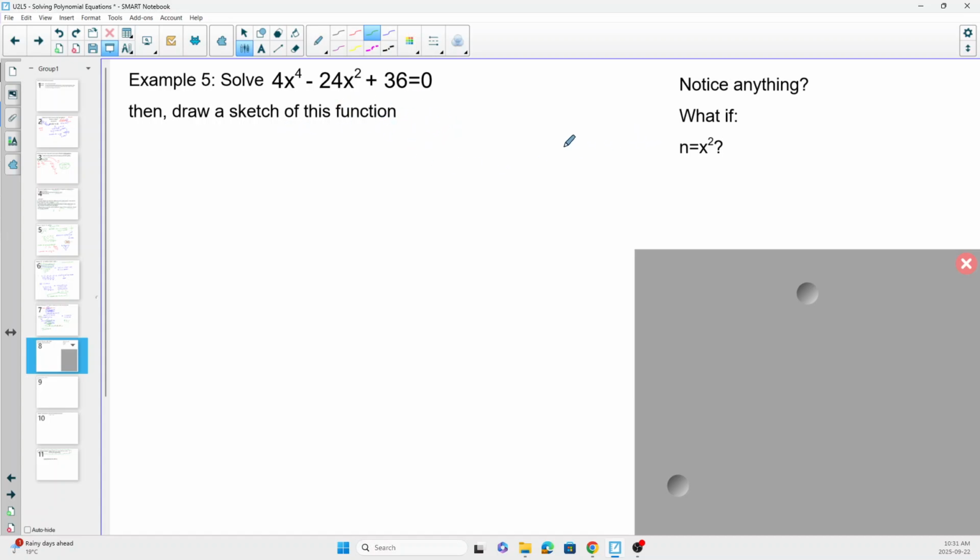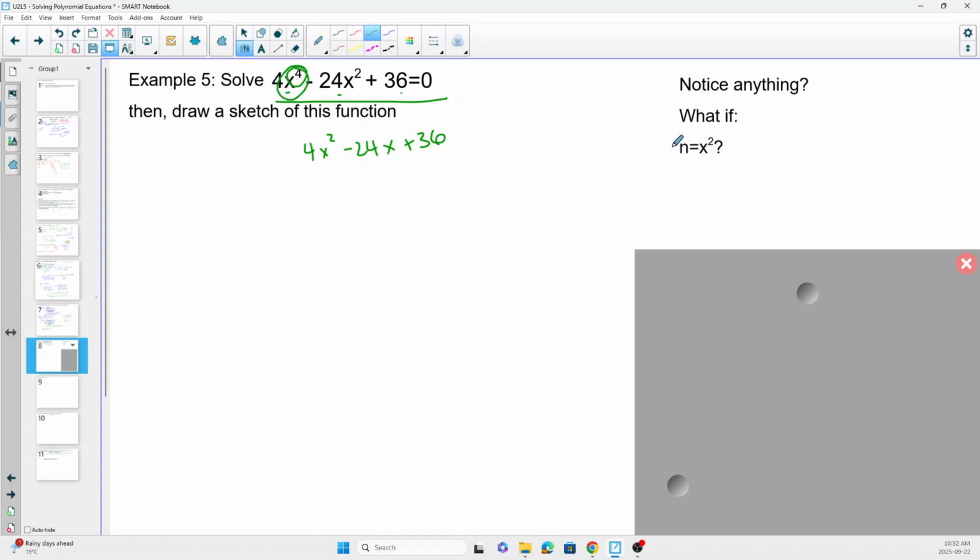So this one's really interesting. You may come across something. You're like, well, if it wasn't x to the power 4, if this was 4x squared minus 24x plus 36, I think I could use perfect square trinomial because 36 is a perfect square, which is 6, and 4 is a perfect square, which is 2, and 2 times 6 is 12, times 2 is 24. This is a perfect square trinomial, but it's a degree 4.